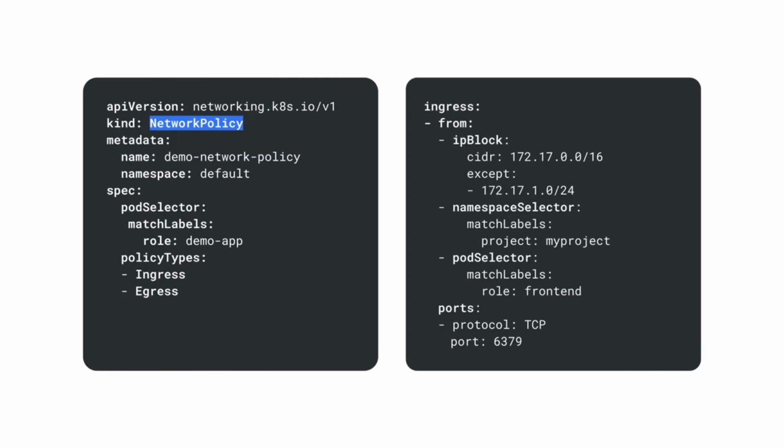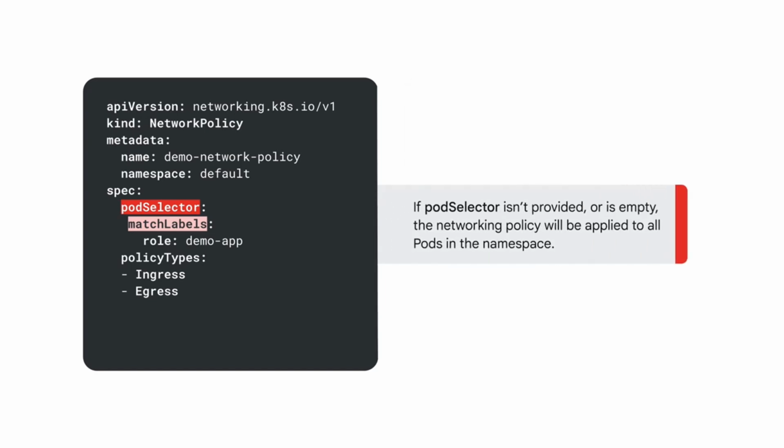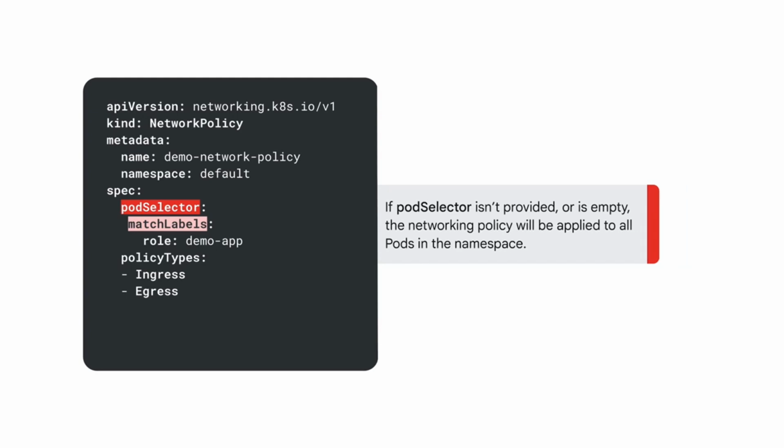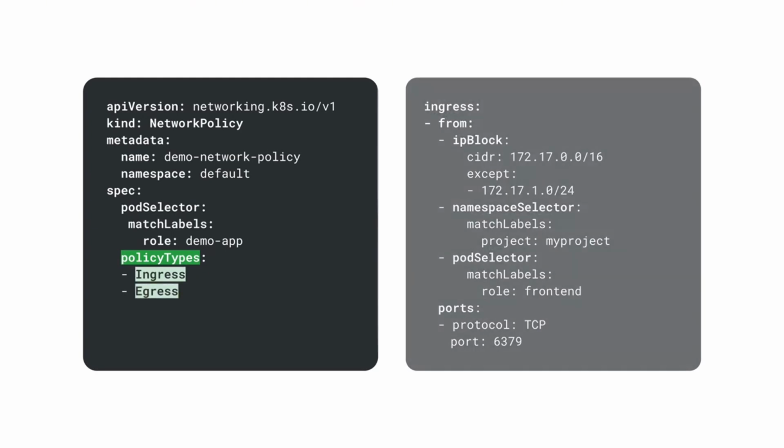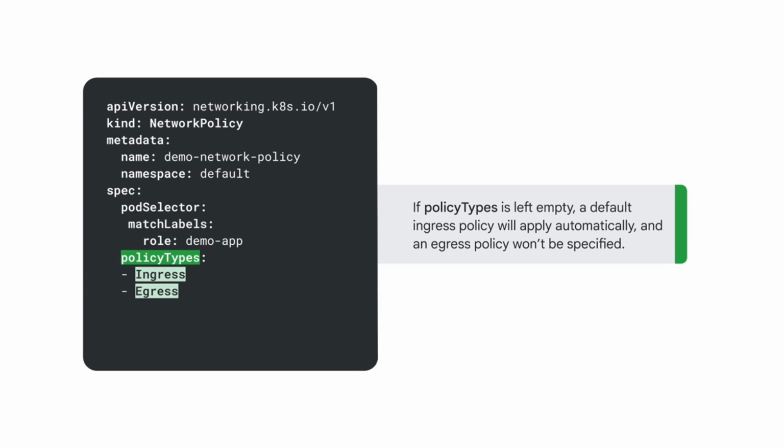Network policies are written in YAML files and have the kind network policy. The pod selector lets you select a set of pods based on labels. If pod selector isn't provided, or is empty, the networking policy will be applied to all pods in the namespace. Policy types indicates whether ingress, egress, or both traffic restrictions will be applied. If policy types is left empty, a default ingress policy will apply automatically, and an egress policy won't be specified.